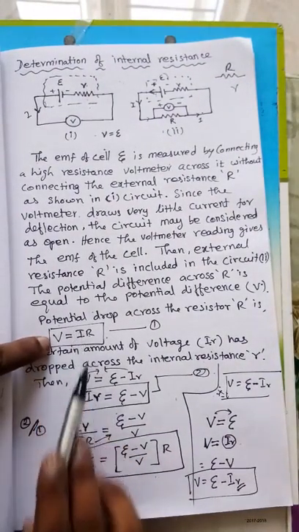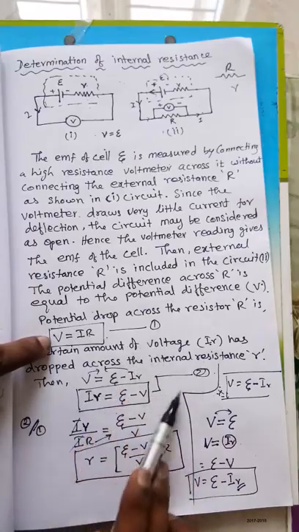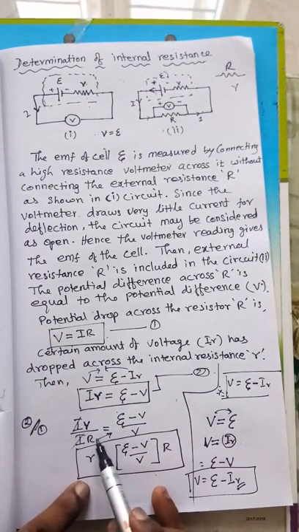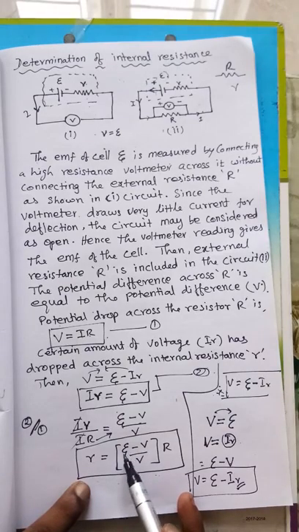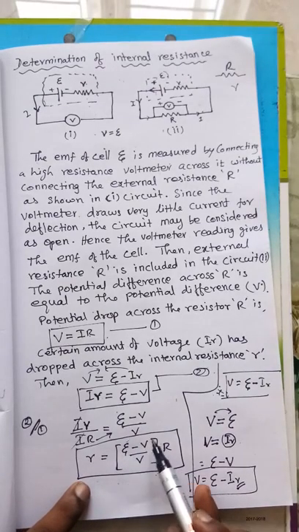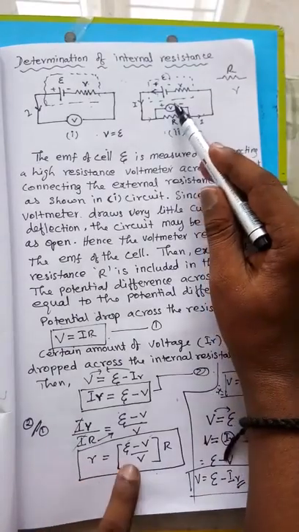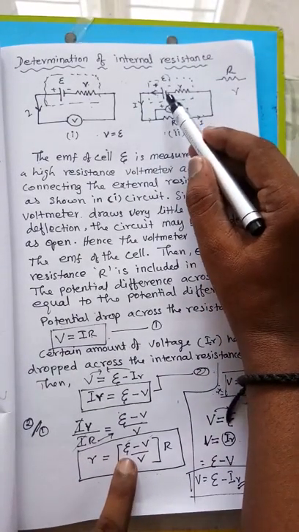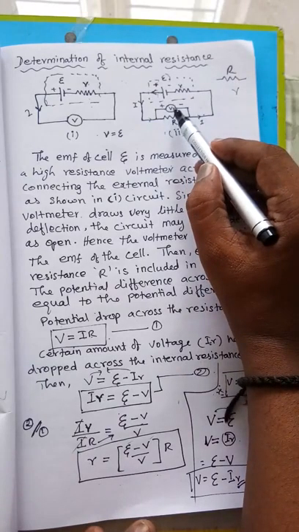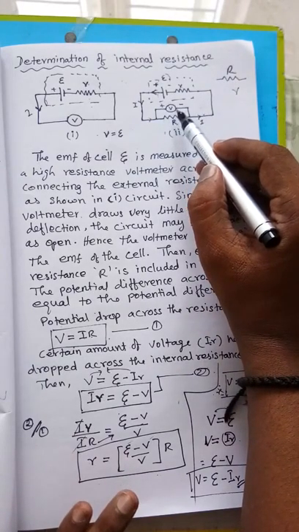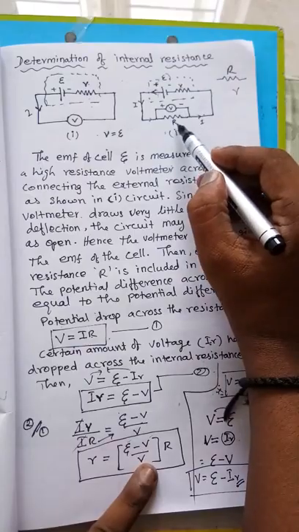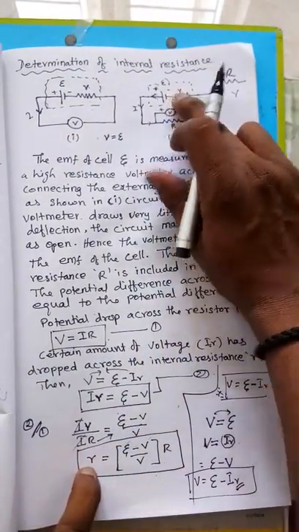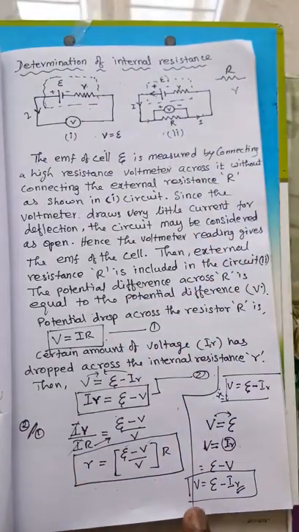Dividing the first and second equations, I cancels and you get r is equal to (E minus V) by V into R. These are known values from the circuit. In practice, you can easily get the EMF from the battery, the potential value from the voltmeter, and R is also easily found. Substitute all the values and you will get the internal resistance of the given cell. Very important 3-mark question.